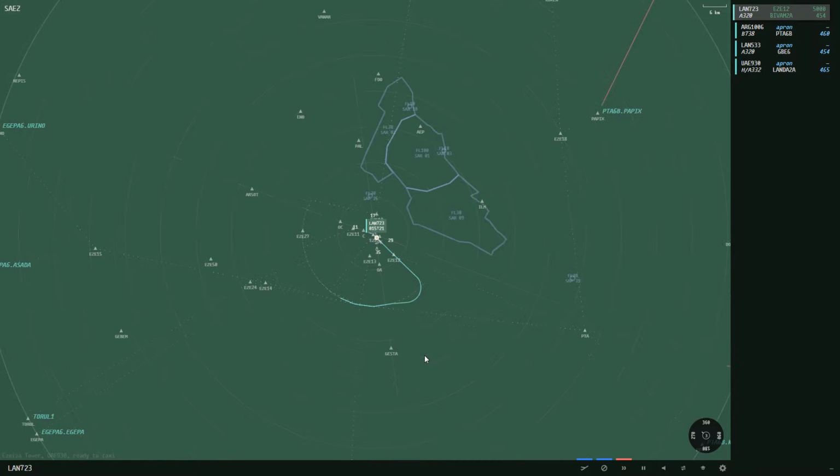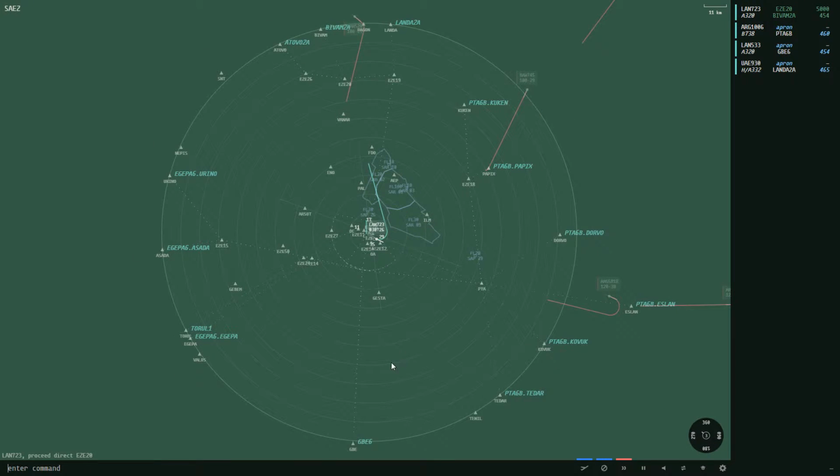Okay, and then you gave him direct that, which will turn him northwestbound. And then I'll just pause both of these, and this would be a good point to kind of explain what's going on.